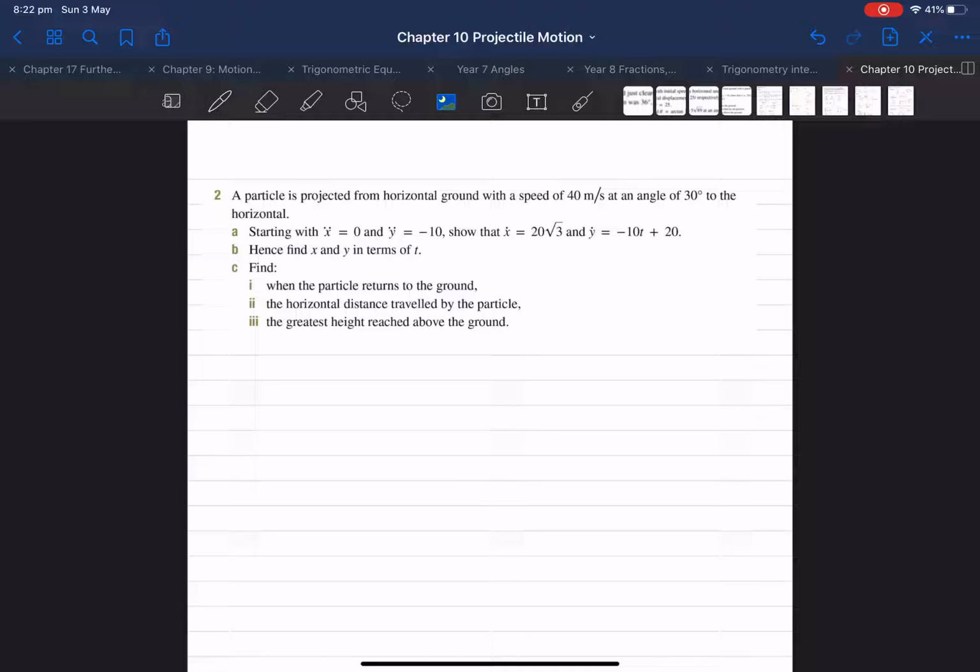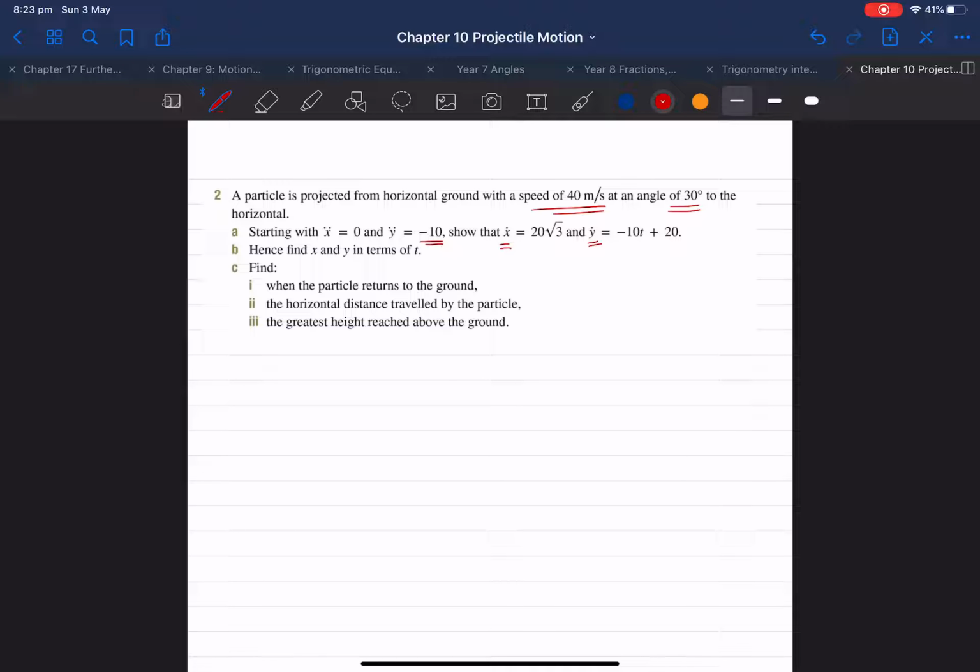A particle is projected from the horizontal ground with a speed, okay, so that is the initial speed, of 40 meters per second at an angle, okay, so that's the angle of inclination or the projection angle, which is 30 degrees to the horizontal. Now, starting with x double dot equal to 0, y double dot equals minus 10, so they're using g as like 10. Then you're going to show that x dot, which is the horizontal velocity, and y dot, vertical velocity, is given by these two answers there.